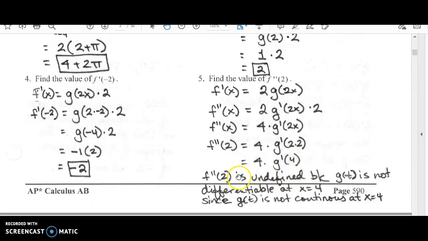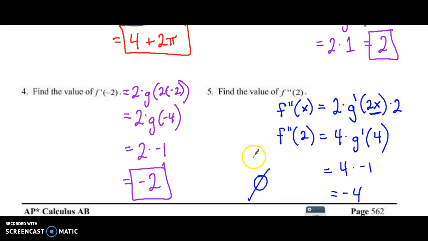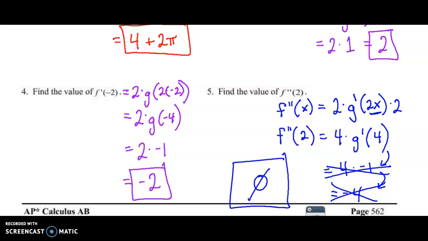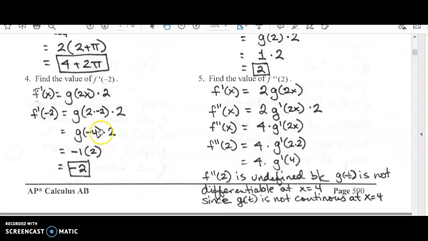Well, I was wrong. He went ahead and said it was undefined because g of t is not differentiable. I'm not going to go back and change my answer, though. I mean, I did write down no solution. But I could see why somebody might write this down. Yeah, let's go ahead and just cross that off. And then the other problem was right. Yeah, I got number 4 right. So feel free to pause the video if you want to write down his work, and that might make a little bit more sense than what I wrote down.